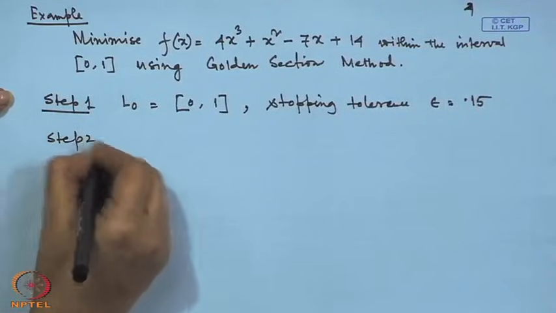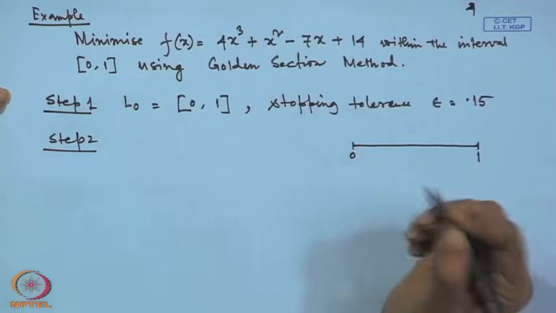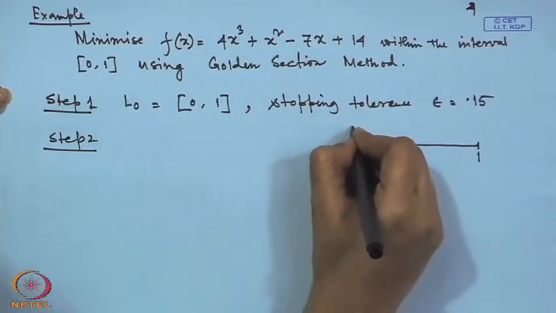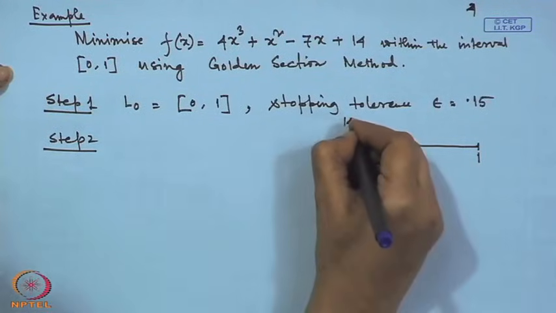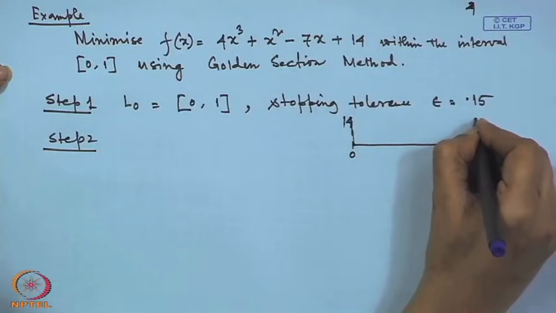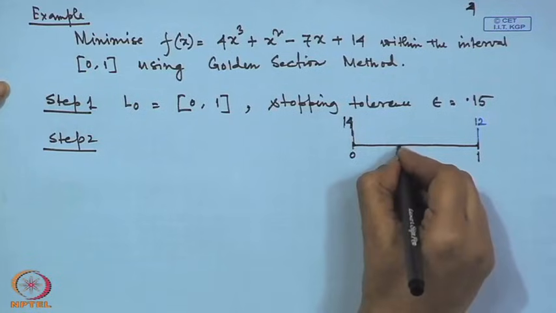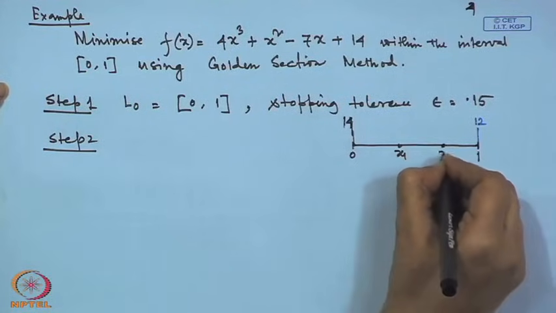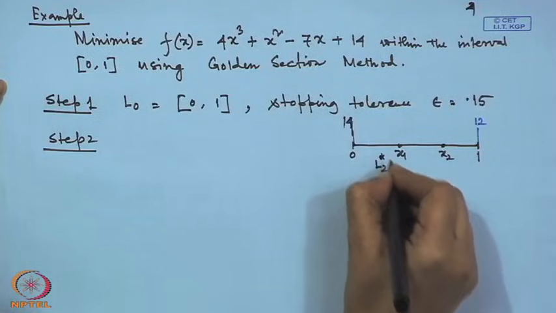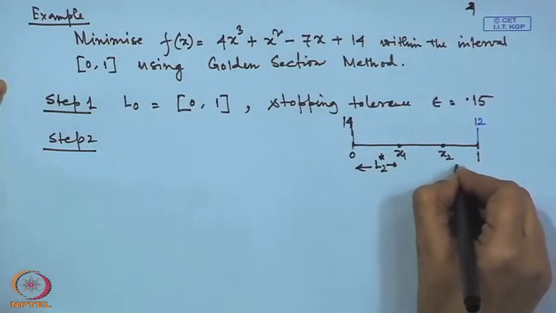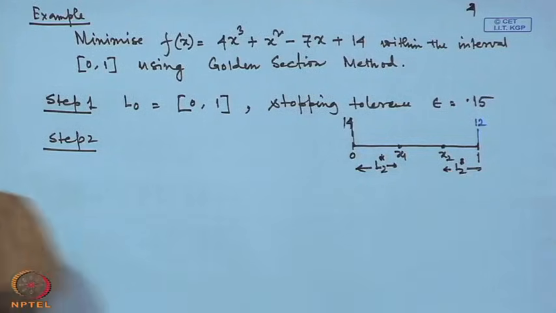Let us move to step 2. We have 2 points. The functional value at 0 is 14, and at 1 the functional value is 12. We need to generate 2 experiments in between 0 and 1, one is x1 and another one is x2. How to get x1 and x2? They must be L2 star distance apart from both the ends, by the consideration of the golden section method. What is L2 star?